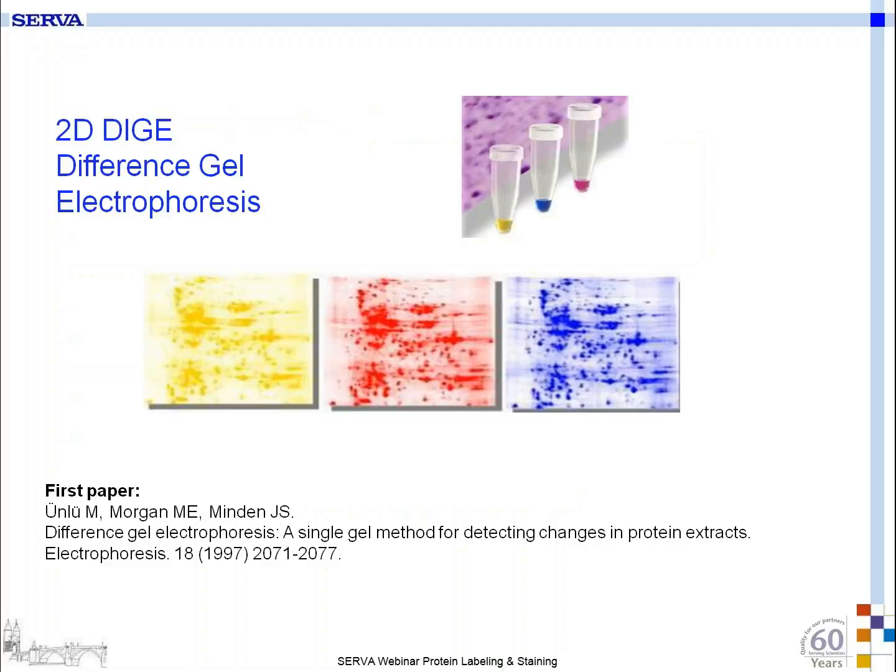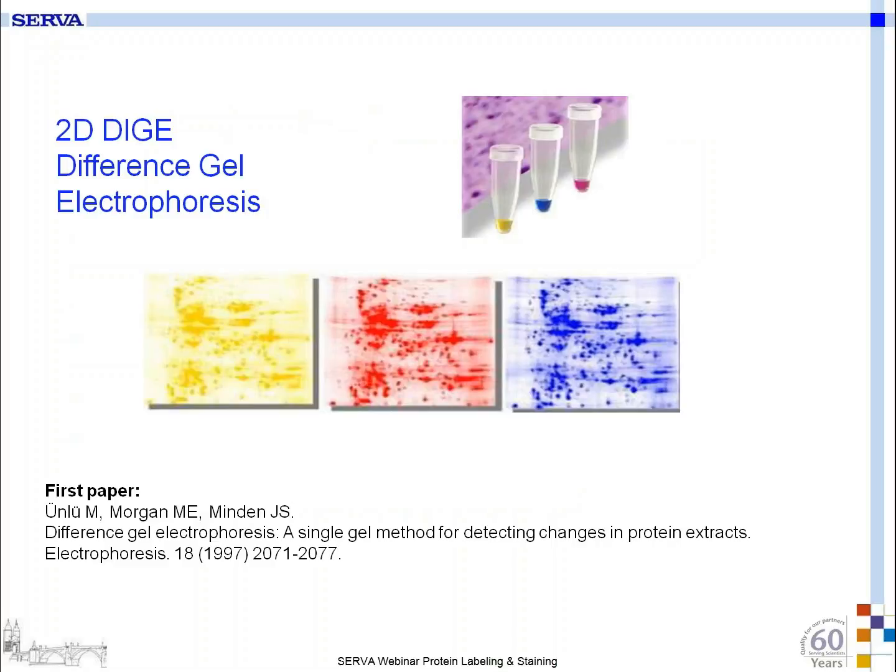Now I want to present another labeling we invented just some months ago. But before I do this, I want to explain a little bit about 2D DIGE, the difference gel electrophoresis system. The first paper was reported in 1997 in the journal Electrophoresis.